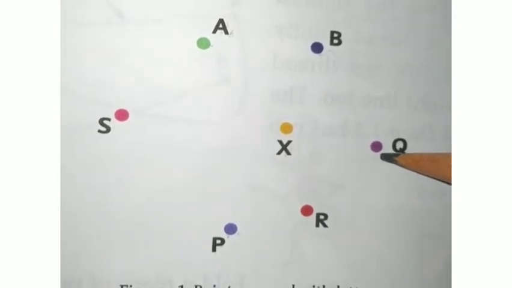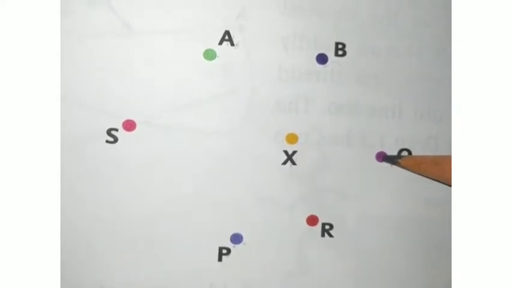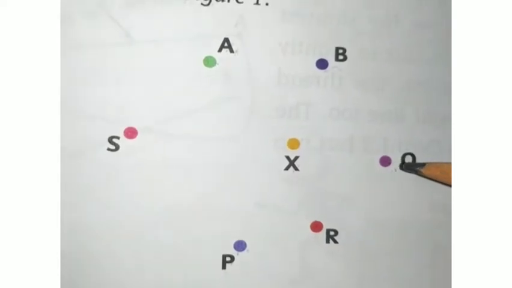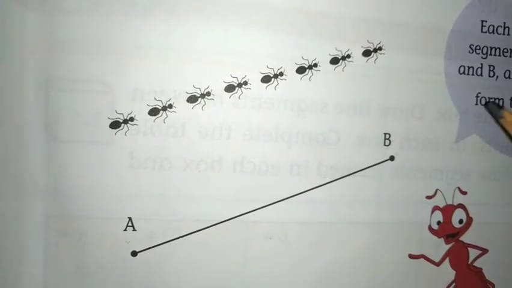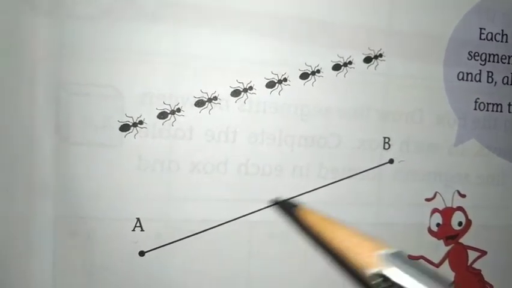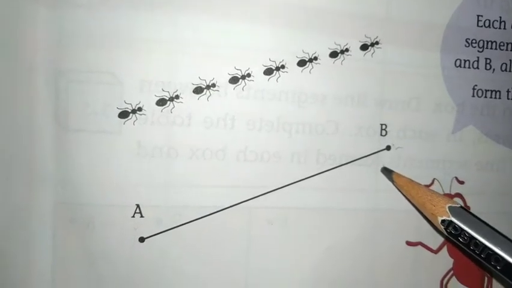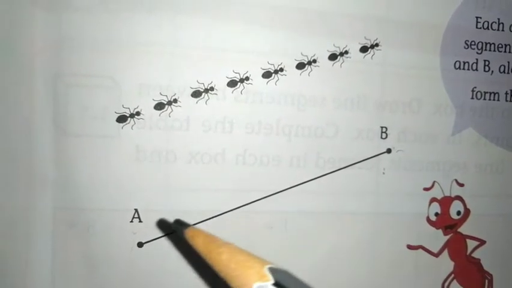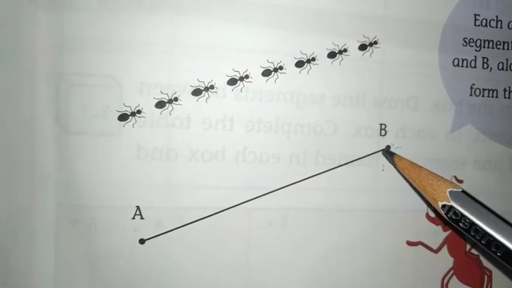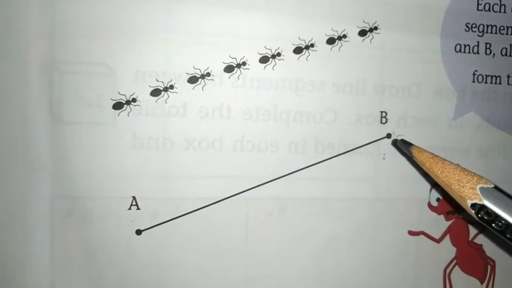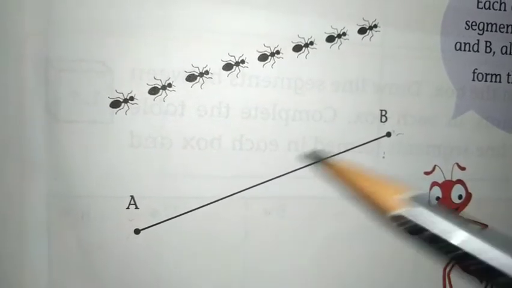A particular place is mentioned as a point which is defined by a letter. So we call a point which specifies the position always. Here we have 2 points A and B. If we connect these 2 points with a line, then it is called a line segment. A line segment has a starting and ending point, which means a line segment has 2 end points.